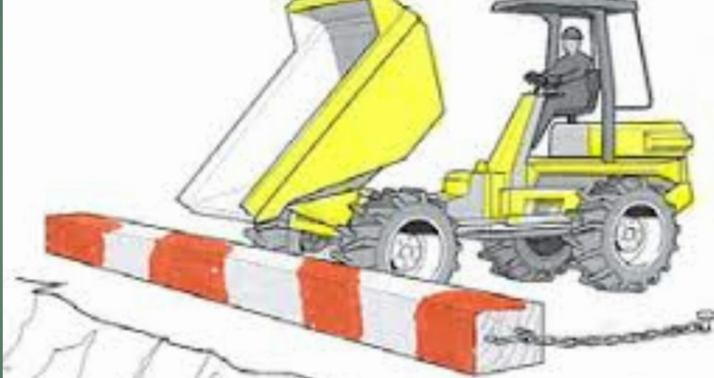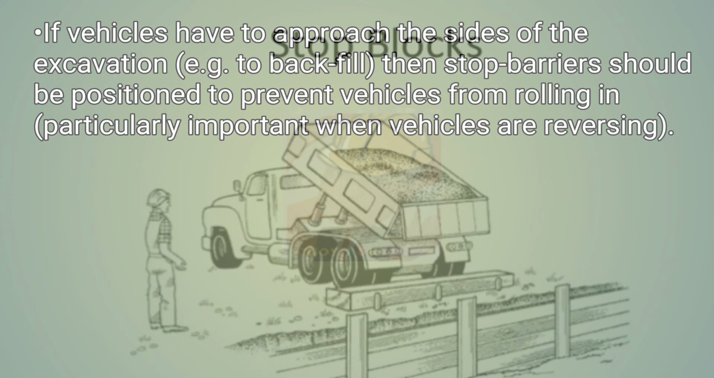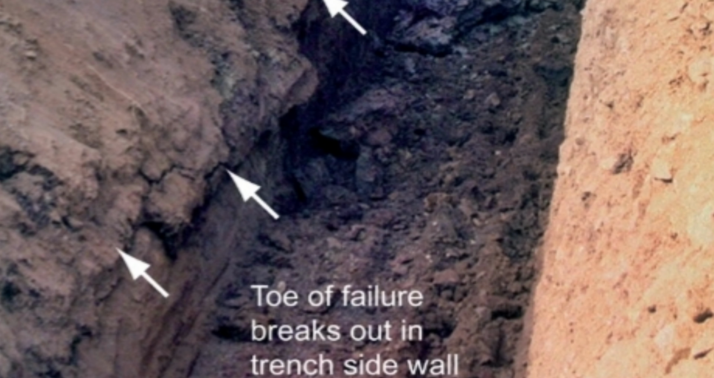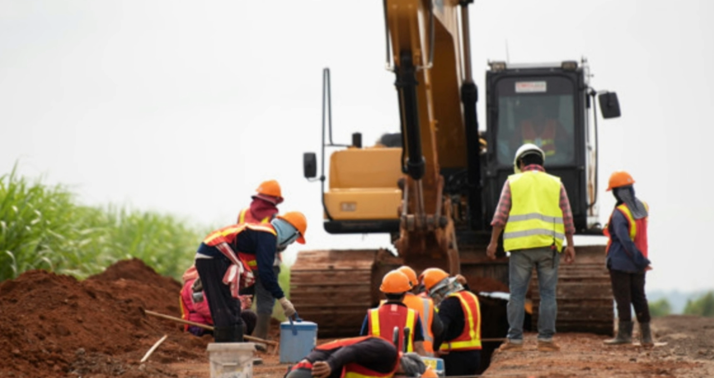Vehicles should be prevented from approaching the excavation sides by use of barriers and signage. If vehicles have to approach the sides of the excavation, for example to backfill, then stop barriers should be positioned to prevent vehicles from rolling in, particularly important when vehicles are reversing. Vehicle movement close to unsupported excavations must be minimized to prevent the side of the excavation from becoming loose as a result of vibration. Workers in the excavation should wear hard hats to protect them from falling objects. They should also wear steel toe cap boots.